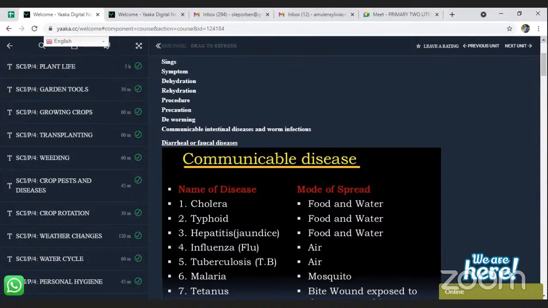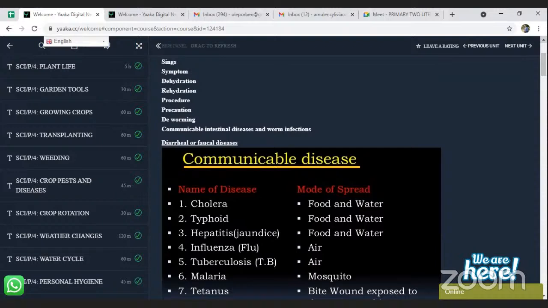Human health, communicable diseases. Diarrhea. Diarrhea is the frequent passing out of watery stool. It is also the passing out of watery stools many times a day. It is caused by bacteria and virus. How is diarrhea spread? It is spread by houseflies, through drinking contaminated water, through eating contaminated food, cockroaches carrying germs onto the food, through eating unwashed foods, by use of contaminated utensils.